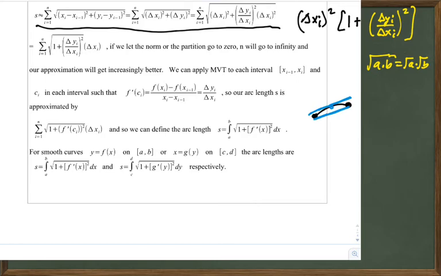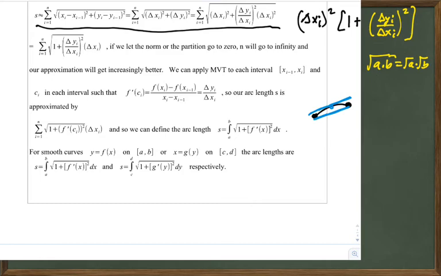So we can apply the mean value theorem, MVT, to each interval, x_(i-1) to x_i, and there is a c_i in each interval such that, and this is where the mean value theorem comes into play, f prime of c_i, so that would be the slope of this line up here, okay, is equal to f of x_i minus f of x_(i-1) all over x_i minus x_(i-1), and that's just the slope of the secant line there. And then we can call that delta y over delta x.